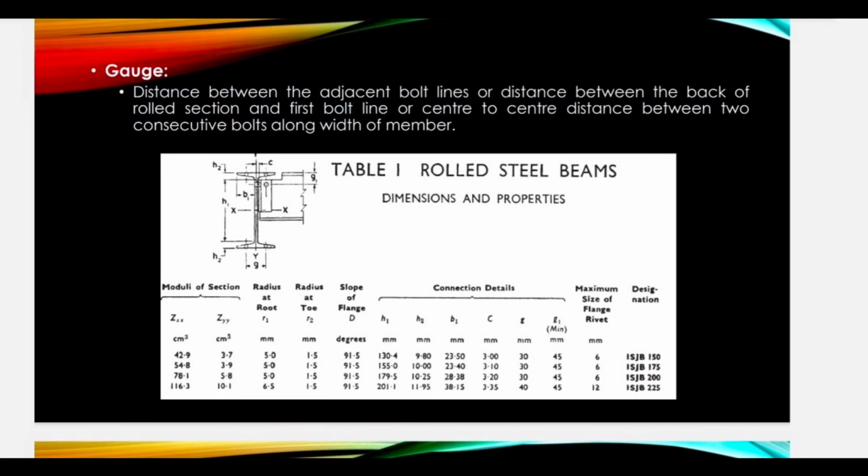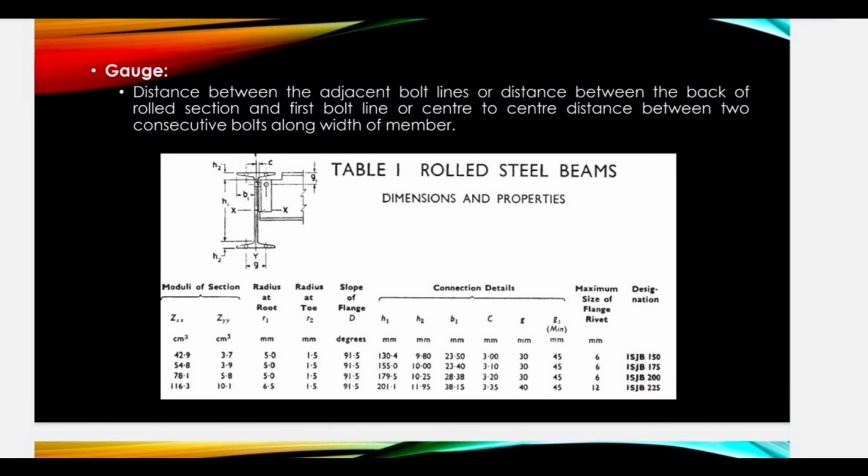Gauge means the distance between adjacent bolt lines, or the distance from the back of the rolled section to the first bolt line. Pitch is the center-to-center distance between two consecutive bolts along the member. I can show some tables of rolled steel beams that you can visit.